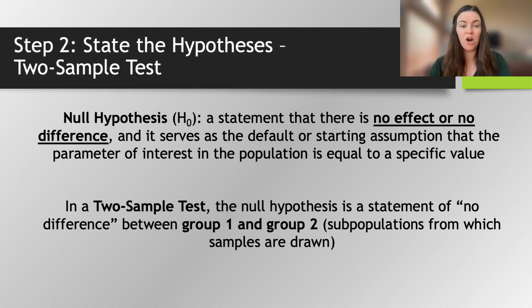As a brief reminder, our null hypothesis, notated by H0, is our statement that there is no effect or no difference, and it serves as the default or starting assumption that the parameter of interest in the population is equal to a specific value. So that's why we always use that equal sign when we statistically note that. In a two-sample test, the null hypothesis is a statement of no difference between group 1 and group 2. So that's where we change here as well, because before we only had one group versus the entire population. So now we're saying that there's no difference between these two groups.